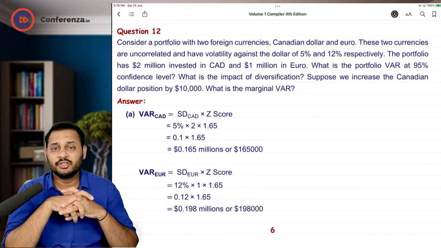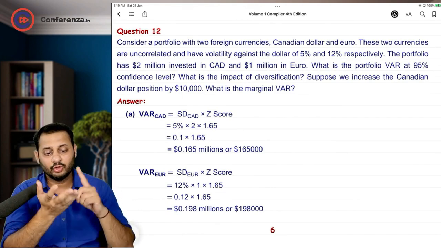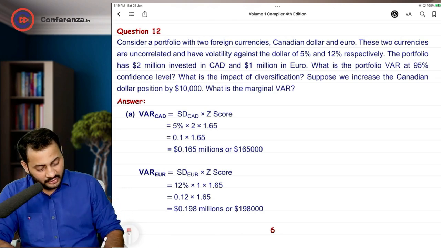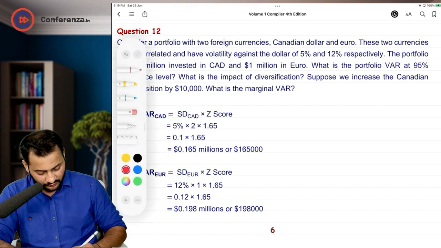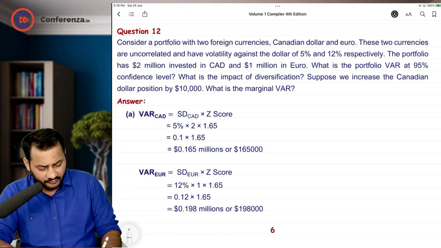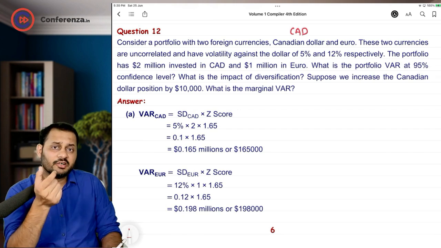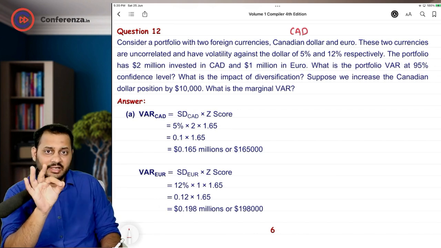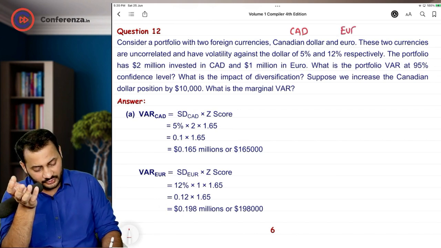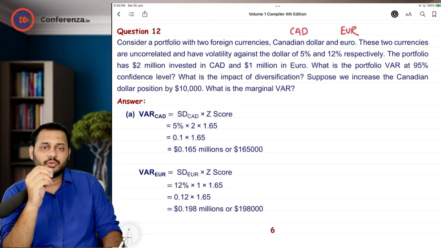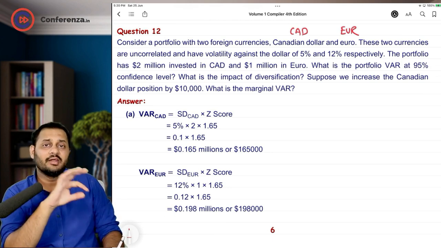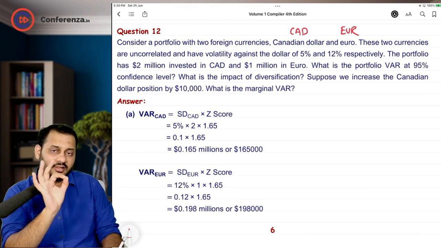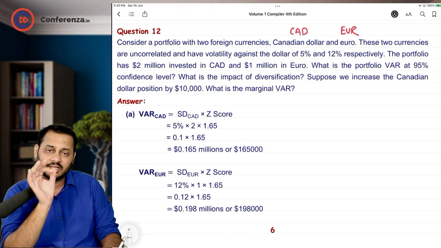Consider a portfolio with 2 foreign currencies. This time there are no bonds and equities; there are 2 currencies. The one is the Canadian dollar. The ISO code, the short form used in the entire world, is CAD. The first 2 letters indicate the country, so CA means Canada and D means the dollar. Here it is euro, EUR. For India, it is INR. IN represents India, and the third letter R indicates the currency, that is rupee.